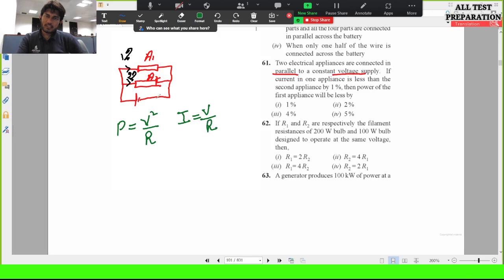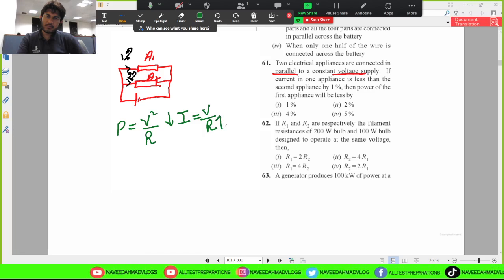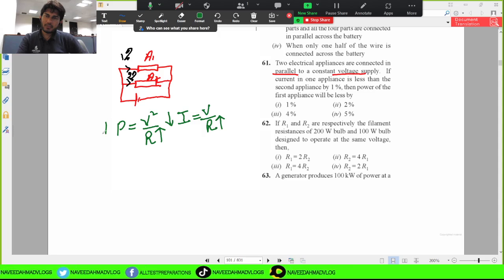So in this case, in the first appliance the current is less by 1%. It means that the resistance will have a higher value by 1%. If it is a higher value by 1%, then the power will have a lower value by 1%. So in this case option 1 will be the correct answer. Yes, option 1 will be the correct answer.